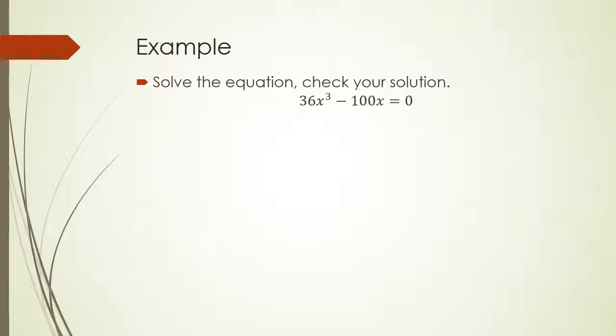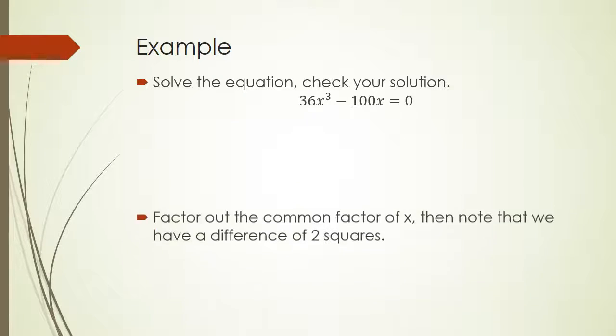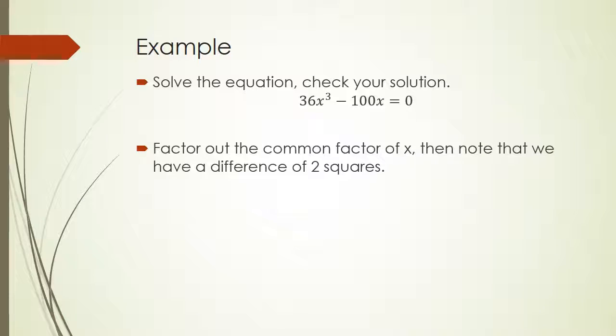Okay, the first thing we notice is that both terms have a common factor. In fact, they have the common factor of x. We also notice that we have a difference of 2 squares. In fact, they actually have a common factor of 4x, which we could have pulled out as well. But we just pull the x out, and now we have 36x squared minus 100 equals 0.